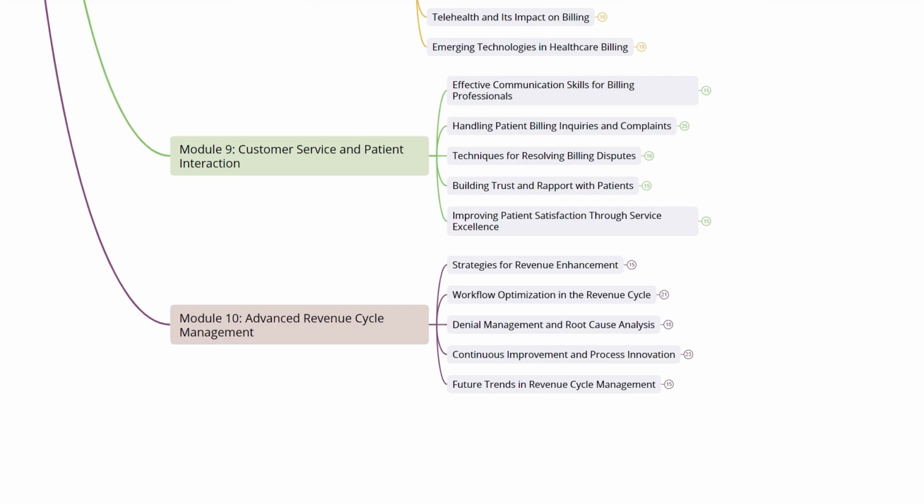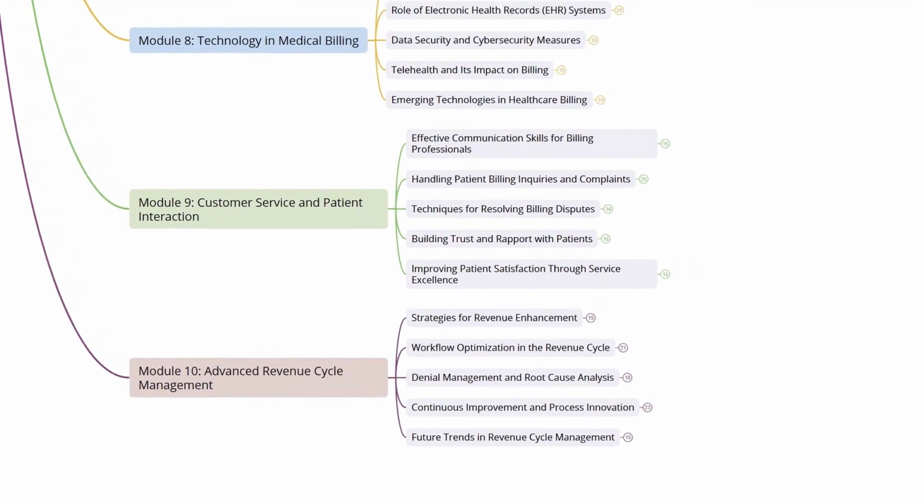This part of the course empowers you with skills in patient engagement and introduces you to innovative practices that support organizational growth. You will learn how to handle billing inquiries professionally, resolve disputes efficiently, and implement continuous process improvements grounded in future trends. Module 9, Customer Service and Patient Interactions.